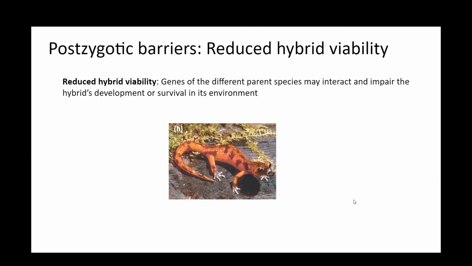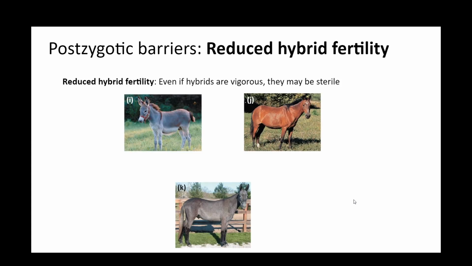The first postzygotic barrier that we're going to talk about is reduced hybrid viability. This occurs when organisms from separate species interbreed and produce a hybrid that does not survive. Our second postzygotic barrier is reduced hybrid fertility. A good example of this is a horse and a donkey. When these two organisms are bred together, they produce a mule with unique attributes of both organisms. However, the mule is sterile and incapable of reproducing. This is why horses and donkeys are considered separate species.